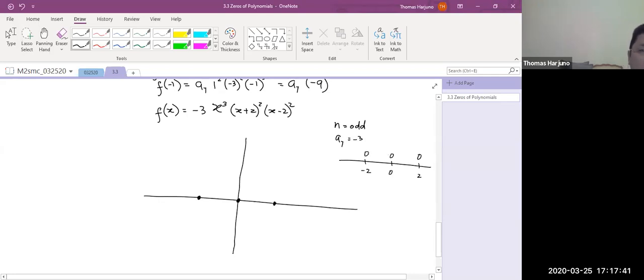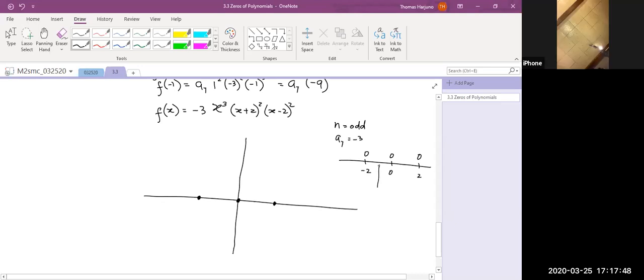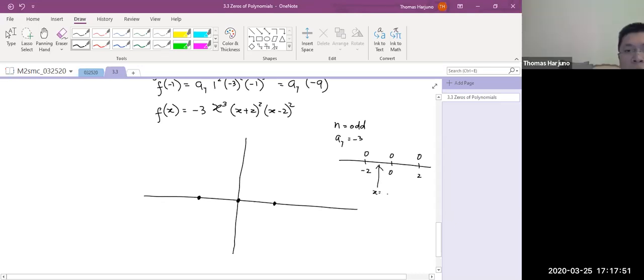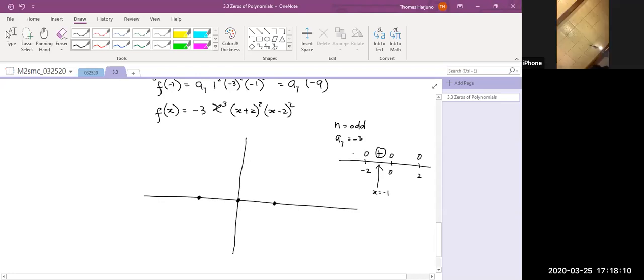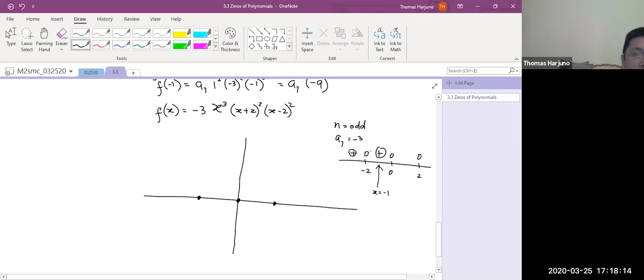Oh, we know f(negative 1). F(negative 1) is what? 27. So when x equals negative 1, that's 27, that's positive. And negative 2 is a zero with even multiplicity. So what's the sign here? Still positive, because negative 2 is a zero with even multiplicity.